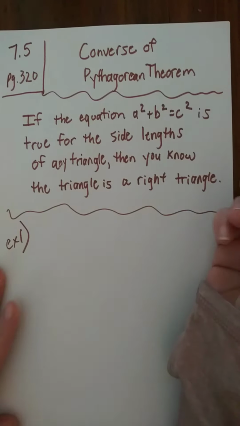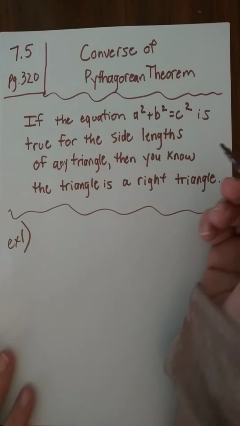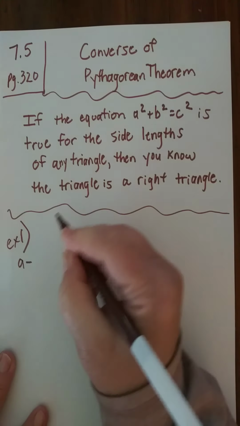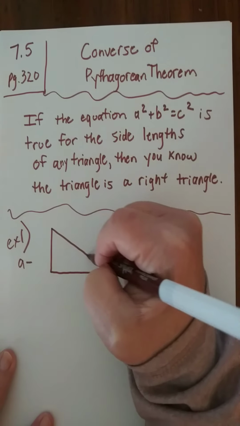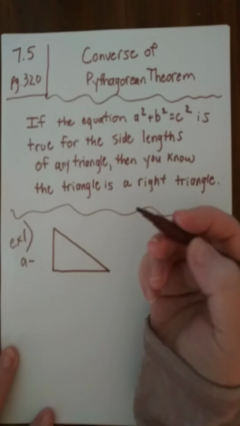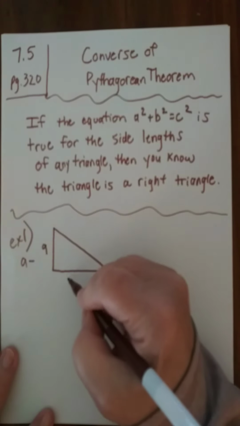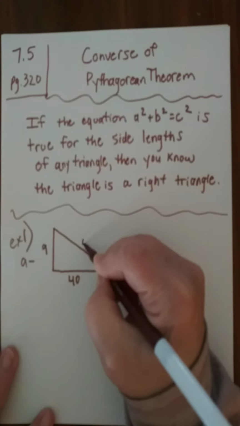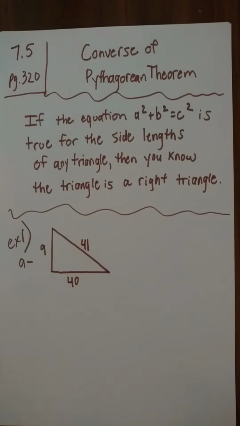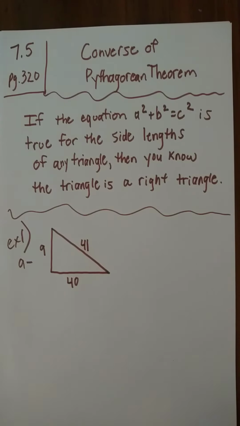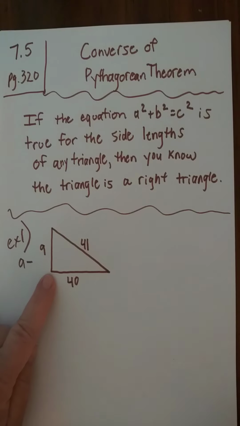Looking at example 1 in the textbook, let's do question A first. Here's our triangle, so go ahead and draw this picture. You can pause the video if you need to. We have a 9 here, a 40 here, and a 41. This time they're giving us all three sides, so we have to determine if this is a right triangle or not. It appears that it is, but there's no box, so we don't know for sure that it's a 90-degree angle.